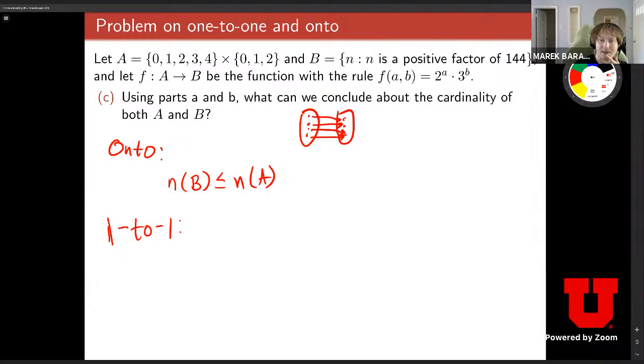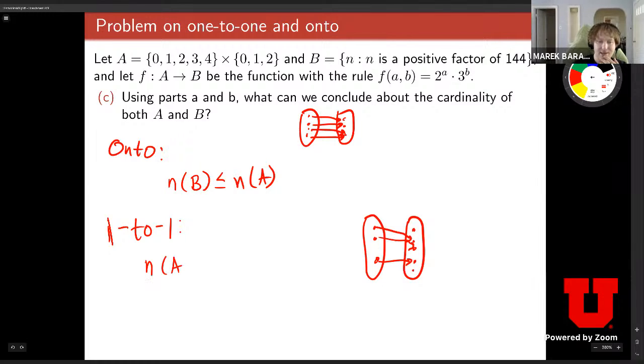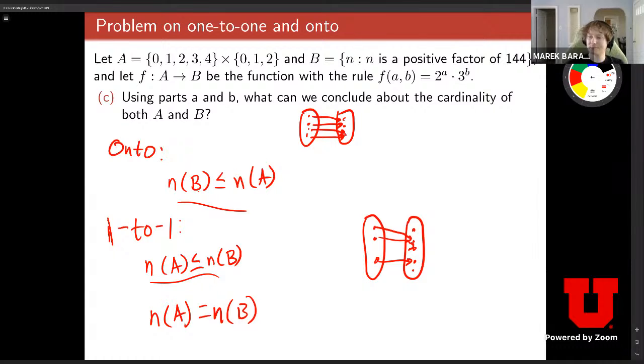All right. And then if we look at the picture for 1-to-1, let's say there's 5 elements in the codomain and 3 elements here. The fact that it's 1-to-1 tells us that the number in A is less than or equal to the number in B. So since it's both onto and 1-to-1, we can say that the number in A equals the number in B. Right?